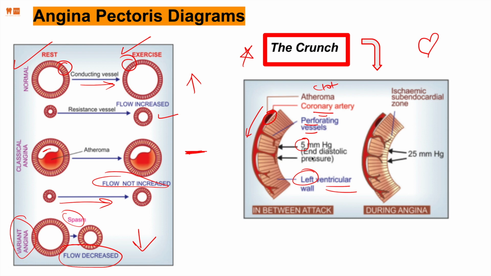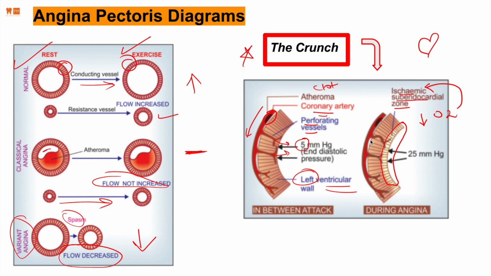Now, at the very end, there is a 5 mmHg, millimeters of mercury, end diastolic pressure when the ventricle receives the blood. End diastolic pressure. Great. However, when there is an ischemic subendocardial zone, this light yellow area is basically an area depleted of oxygen, hence ischemic.